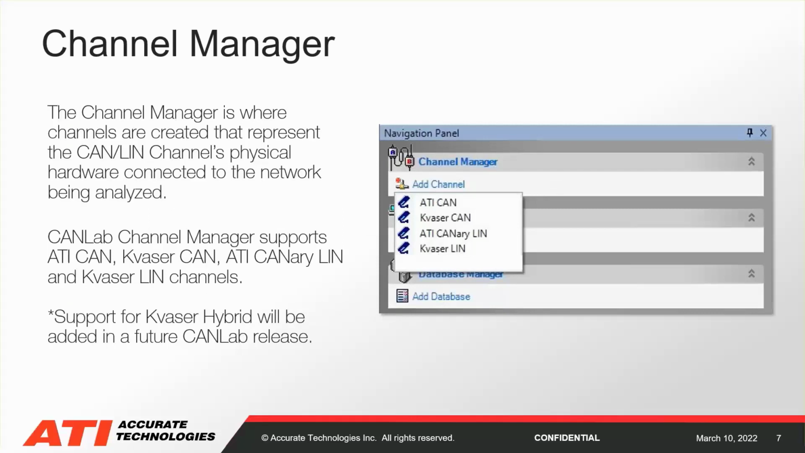When we first open up CANLab, we're presented with a blank window. Over to the left-hand side of that window is the navigation panel. This navigation panel is where we can set our hardware up in the channel manager. Again, we support several ATI and Kvaser CAN, CAN-FD, and LIN devices. It's the channel setup that is the only portion of CANLab that must be done while offline. After the hardware is configured, including setting its baud rate, everything else can be done online and live while collecting data.